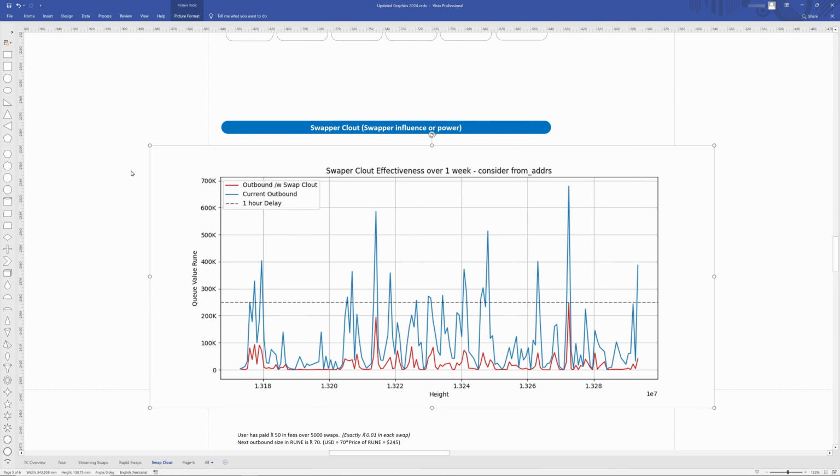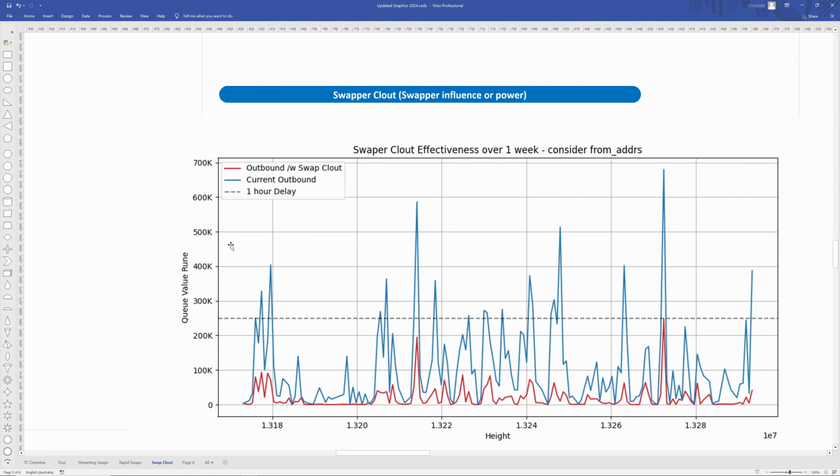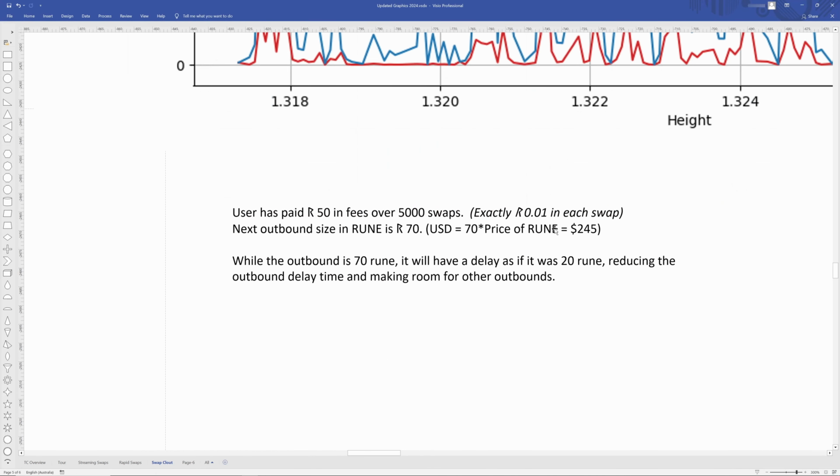So having a look at Clout, or probably a better name is influence or power, or how much they've used the network, we can see the difference: in blue, we've got the normal outbound delay. As you can see, a significant reduction in the outbound delay when Clout has been applied, much below that 1 hour limit. I've just got a bit of an example here so you can get an idea.